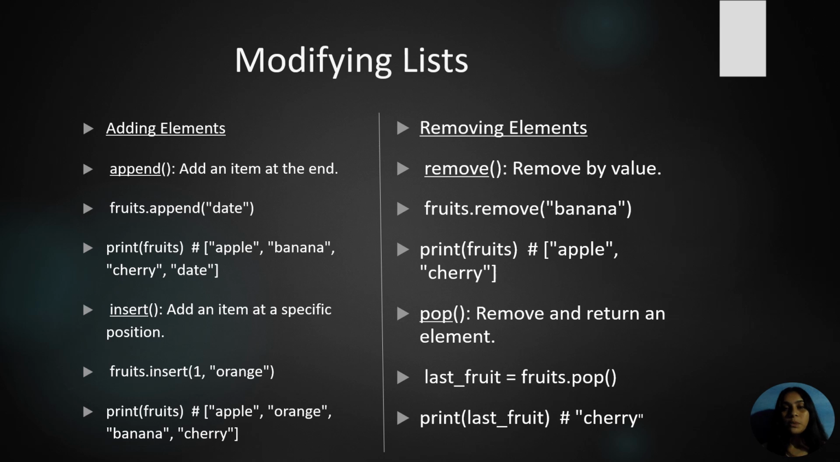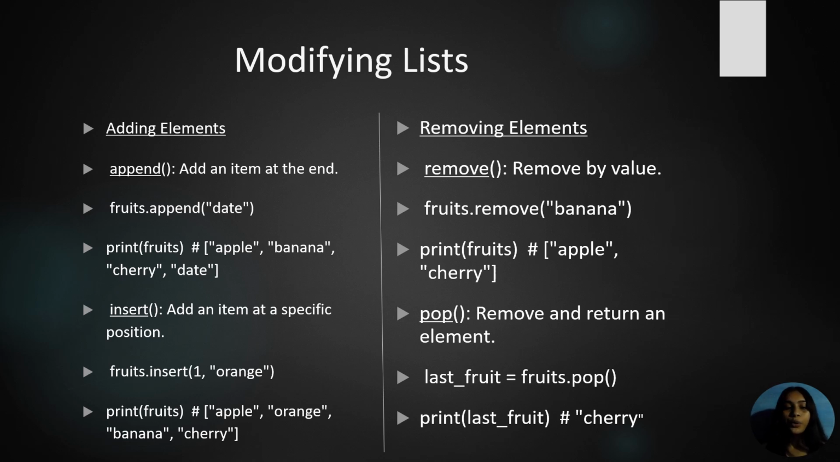And then we have insert, which adds an item at a specific position. Here we have used the same example, that is the fruits list. So here we have fruits.insert with 1, where 1 is referred to as the index value. In that list we had 0 as apple, so after 0 the next index will be 1. So in the 1 index position, we want the element named orange to be inserted.